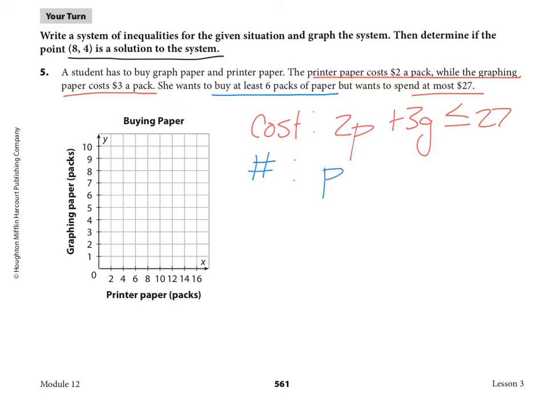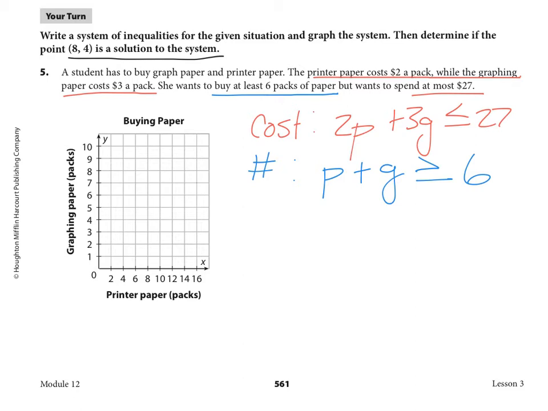The number of printer paper and graph paper together is at least 6 packs, so greater than or equal to 6, okay? Means it can't be anything smaller than 6. So those become our inequalities.